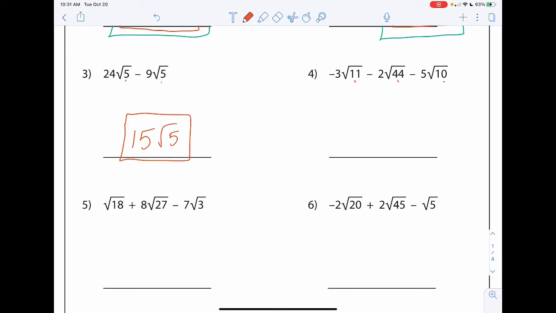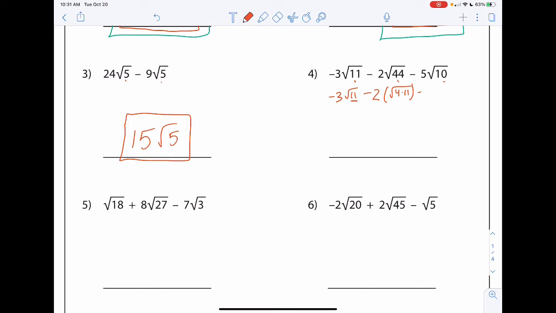Maybe I can make them similar, maybe I can't. So I look at 11, and 11's already prime, so I'm going to leave that alone. Negative 3 radical 11. I can't change 11. 44 is not prime, though, and if I look for a perfect square factor of 44, I actually get 4 times 11, and that's great because I need an 11 to match with this 11. So I can simplify that further.